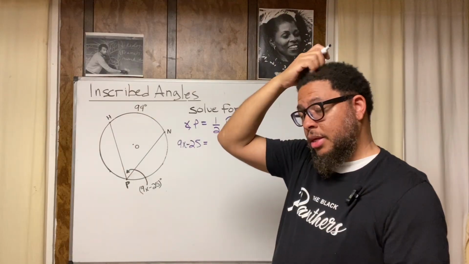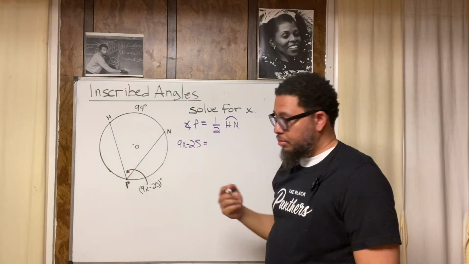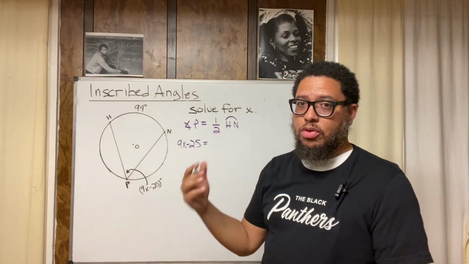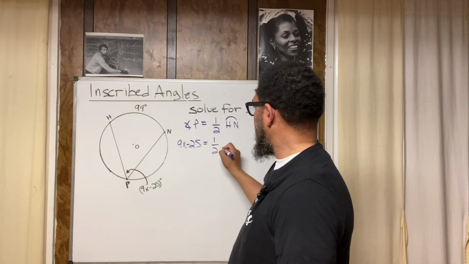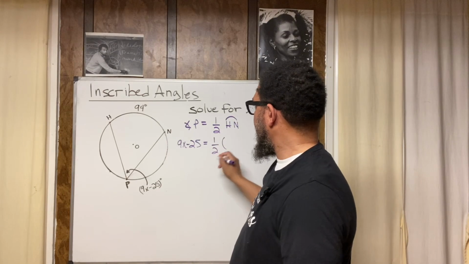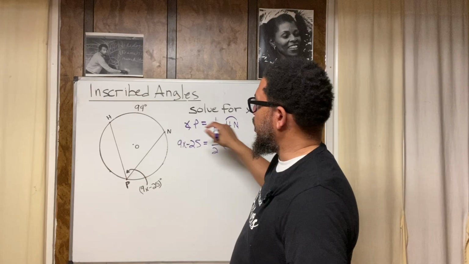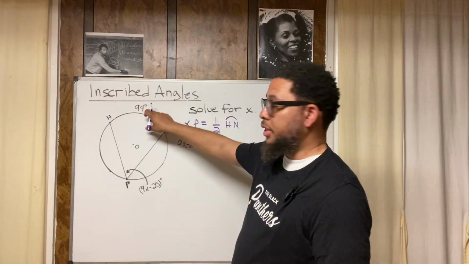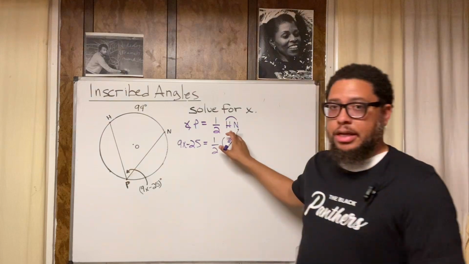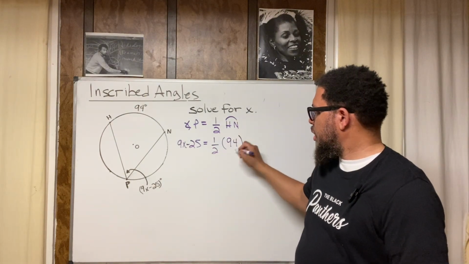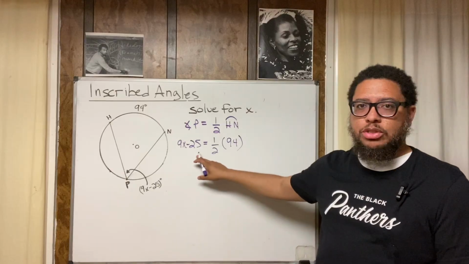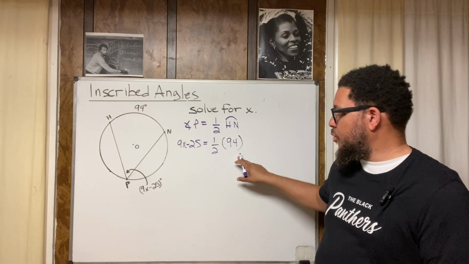And why am I doing that? Because I need to solve for x. And in order to solve for x, we need to create an equation. Now, keep the 1/2 times what? The measure of arc HN. The measure of arc HN is 94 degrees. So we replace arc HN with 94 degrees. All right, so now we got 9x minus 25 is equal to 1/2 times 94.